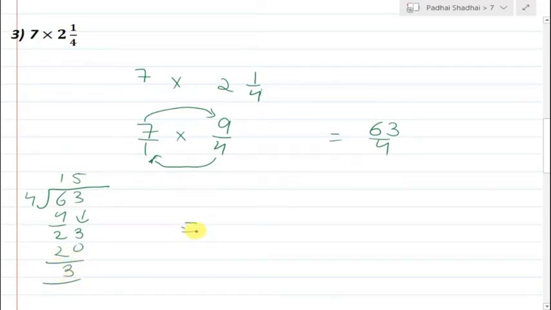Arranging it, 4 will come in the denominator, 15 will go as a whole number, and 3 will come in the numerator. So the final answer will be 15 integer 3 by 4.